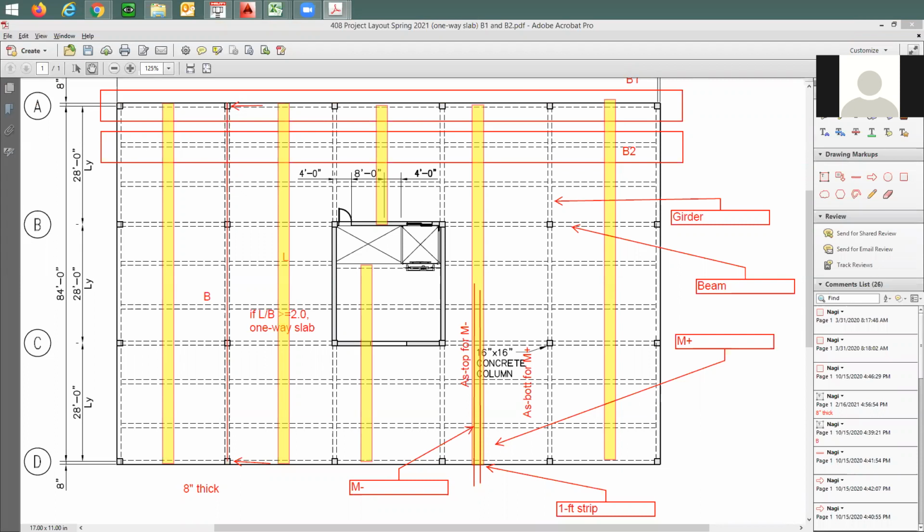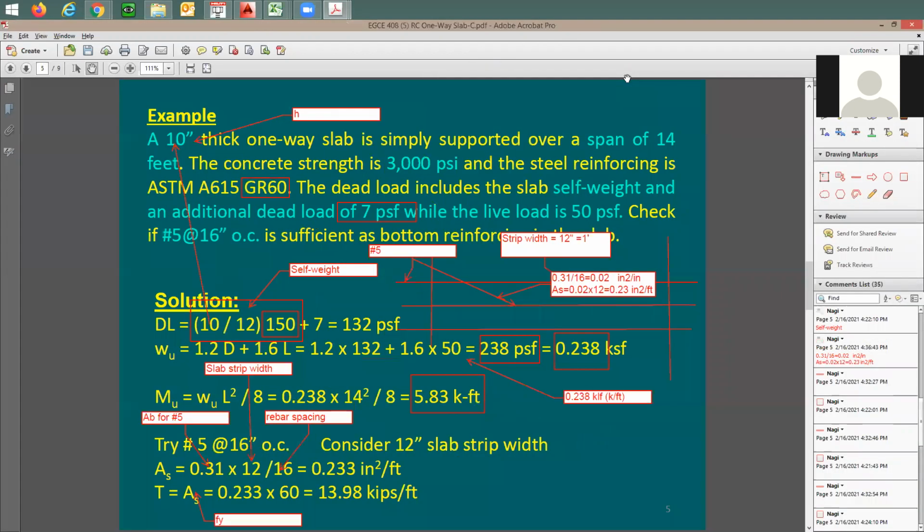I have an example here that we just went through. It says there's a 10-inch thick one-way slab simply supported for a span of 14 feet. So when the span was 14 feet, I used a 10-inch thick slab. Now the question is, when the slab is only 9 feet span, what thickness would you use? Would you use 12 inches, 10 inches, or 8 inches? How do you feel about this?